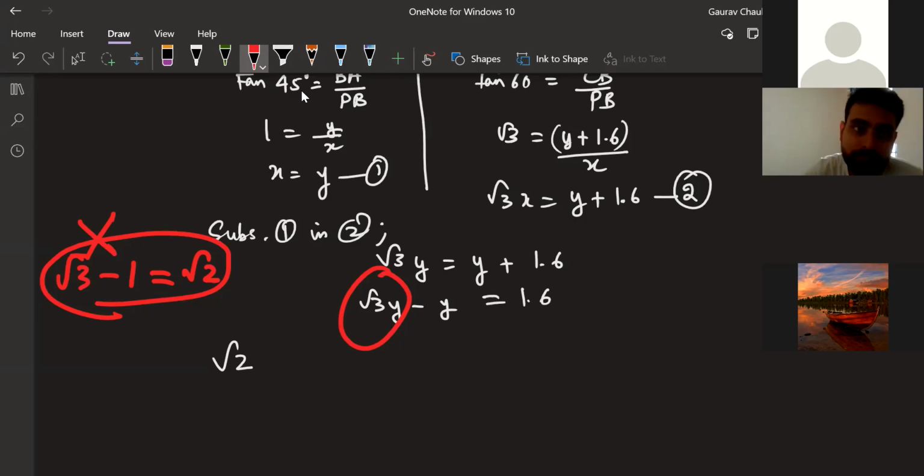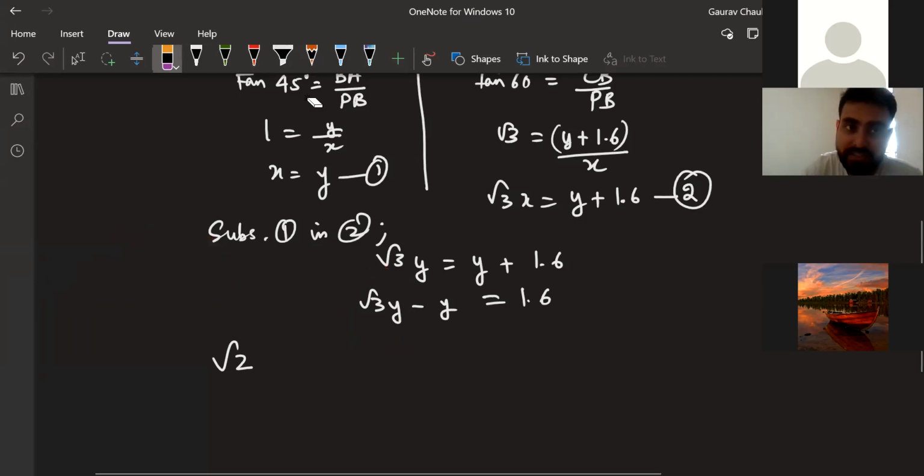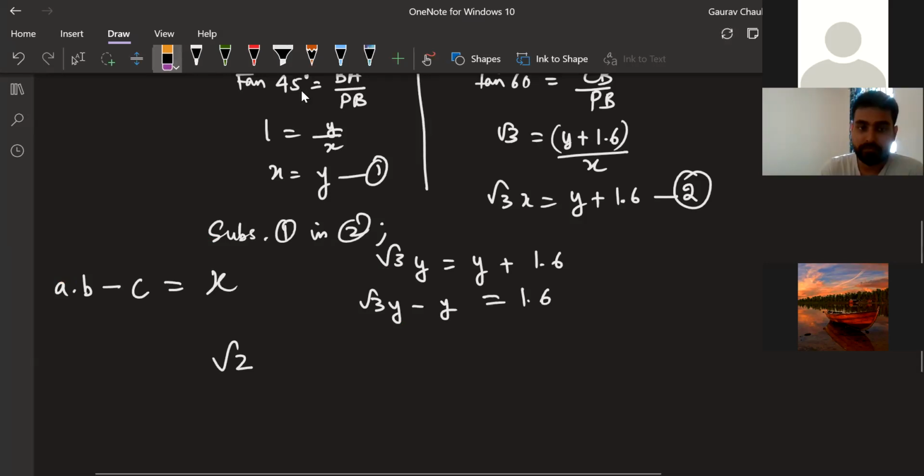Sir, we'll take root 3 on the right side. Root 3 on the right side, how will you take? What's the next step that you're going to write? Y minus y is equal to 1.6 divided by root 3. Manisha, A into B minus C is equal to, suppose X. Okay, let's leave this, X is equal to 4.